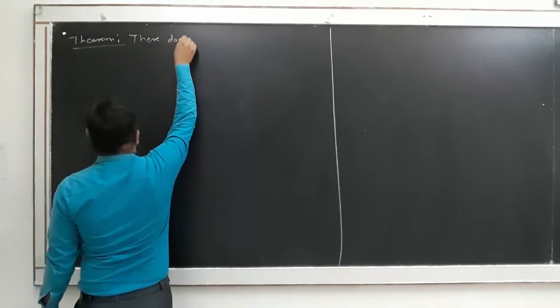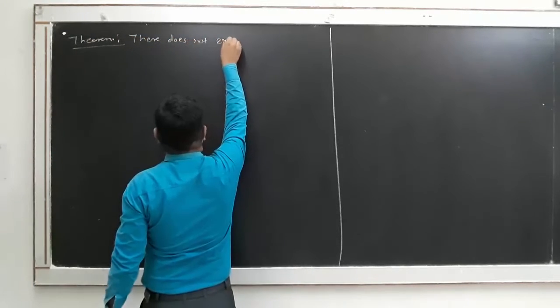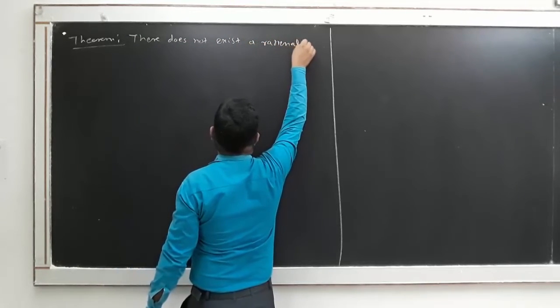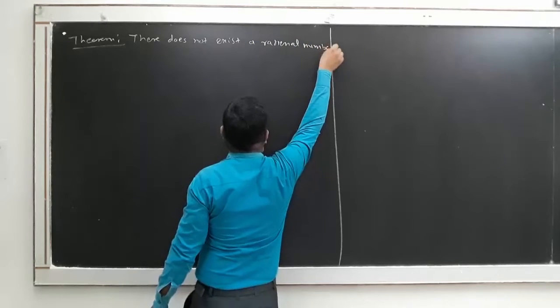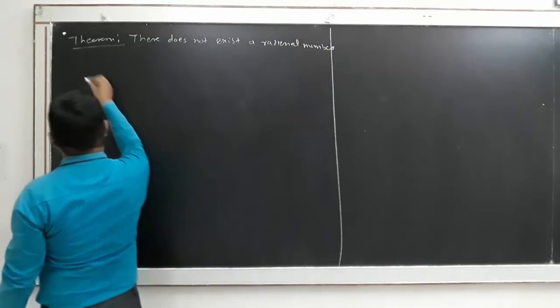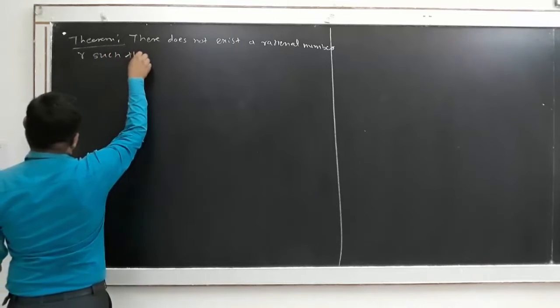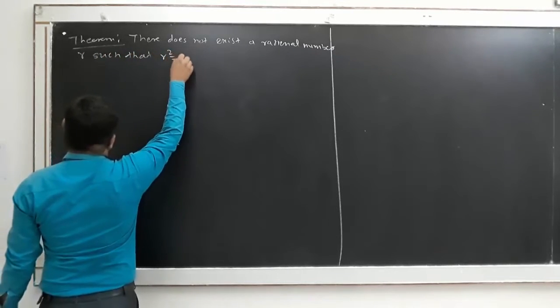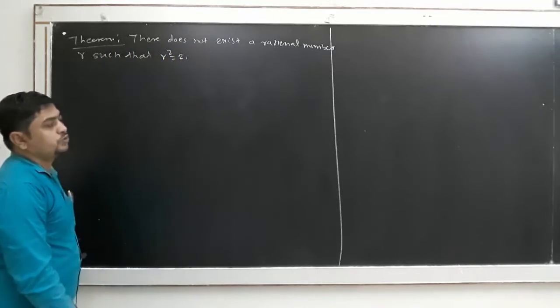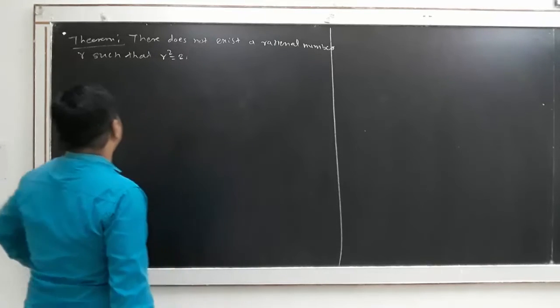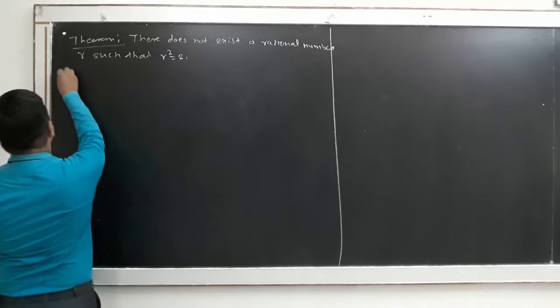There does not exist a rational number R such that R square is equal to 2.